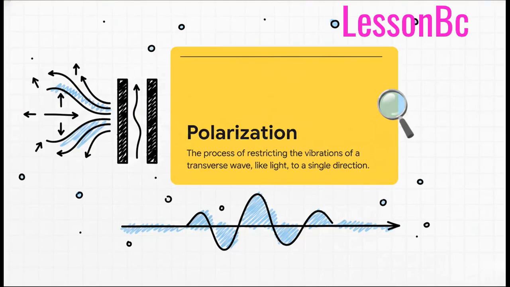You see, normal, unpolarized light is vibrating in all directions at once, up, down, left, right, everywhere perpendicular to the way it's going. Polarization is basically the act of filtering all those random vibrations down to just a single direction or a single plane. And here's the real aha moment. The fact that we can even do this is the ultimate proof that light is a transverse wave.